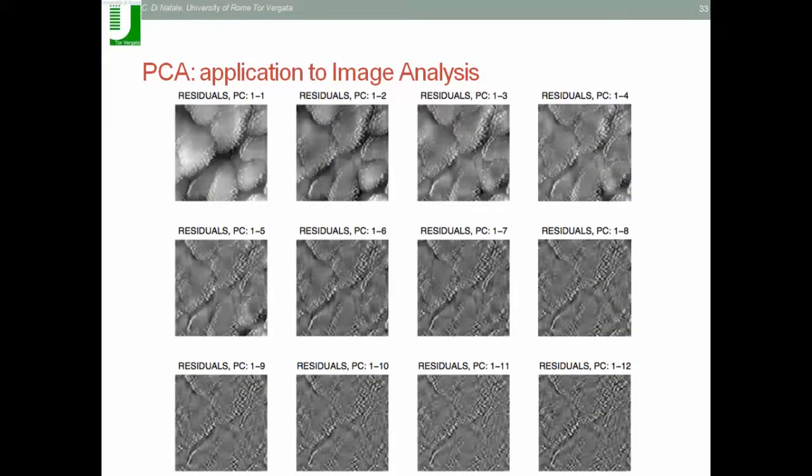This is more evident if we consider not only the principal components, but the residuals. So the differences between the original image and what is captured by the principal components. And we see that the grains tend to disappear, and at the end we remain only with the wrinkles formed by the molecular fields. This is an example of how to use principal component analysis in different kinds of applications or contexts.